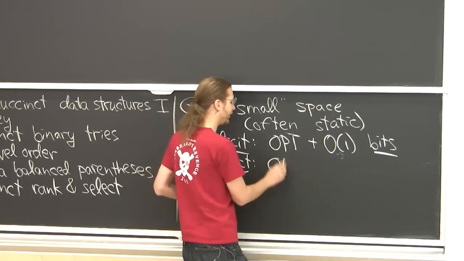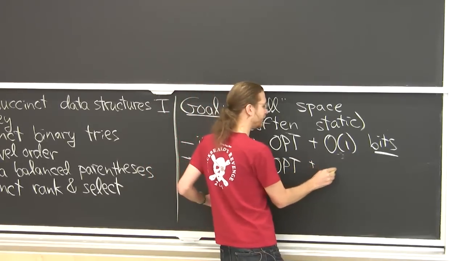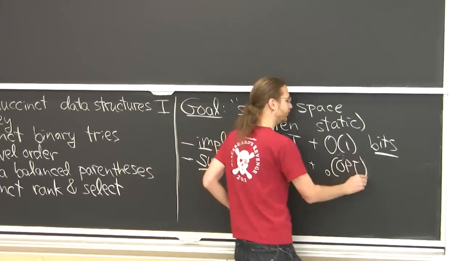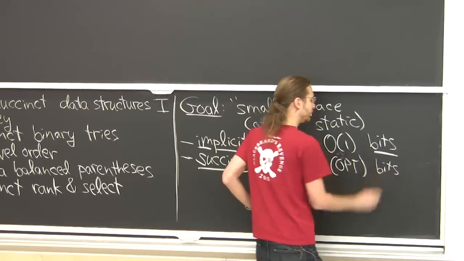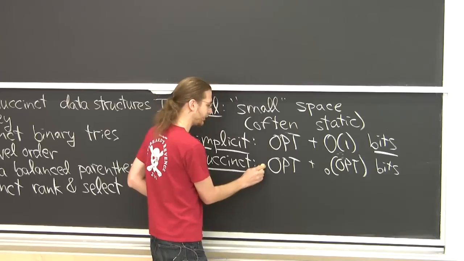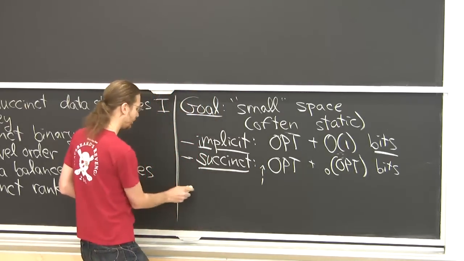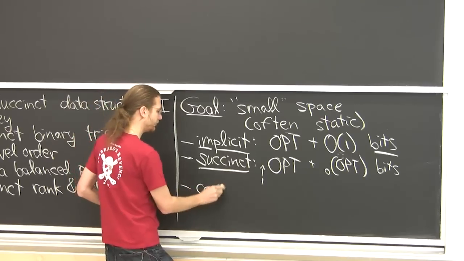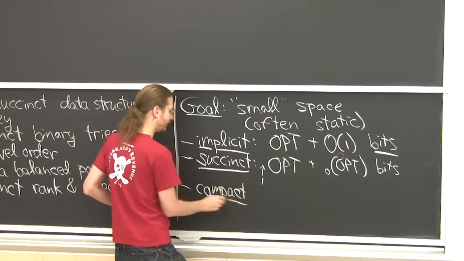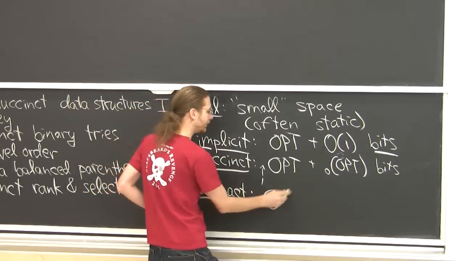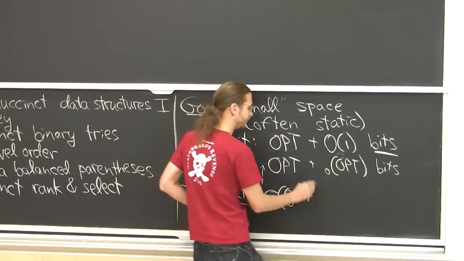but the next best thing would be a succinct data structure, where the goal is to get opt plus little o of opt bits. So the key here is to get a constant factor of 1 in front. And then the worst thing in this regime is still pretty good. It's order opt bits.